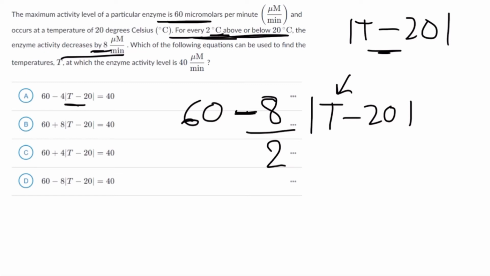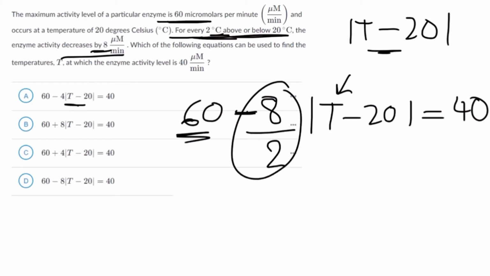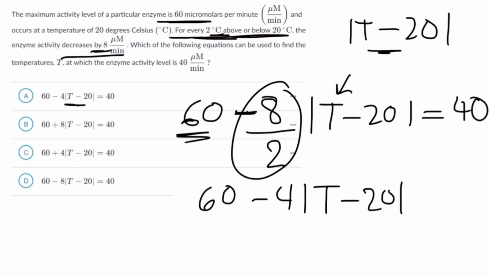And they said, which of the following equations can be used to find the temperature at which the enzyme activity is 40? So originally it was 60, but they want to see when this is equal to 40. Now this is the equation. Based on what I can see, the options don't have a ratio, but we can simplify this by having -8 divided by 2, -4, multiplied by the absolute value of T minus 20 to be equal to 40, like they want. And that is available in option A. So A is the answer to this question.